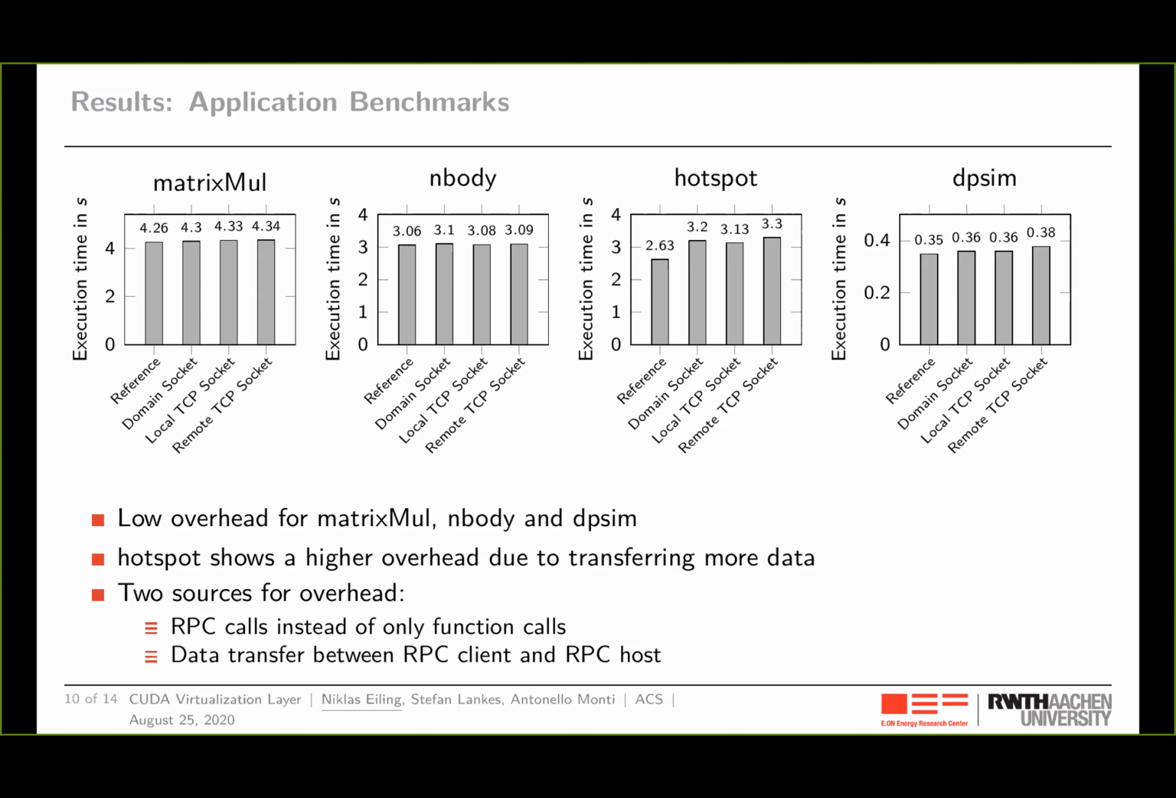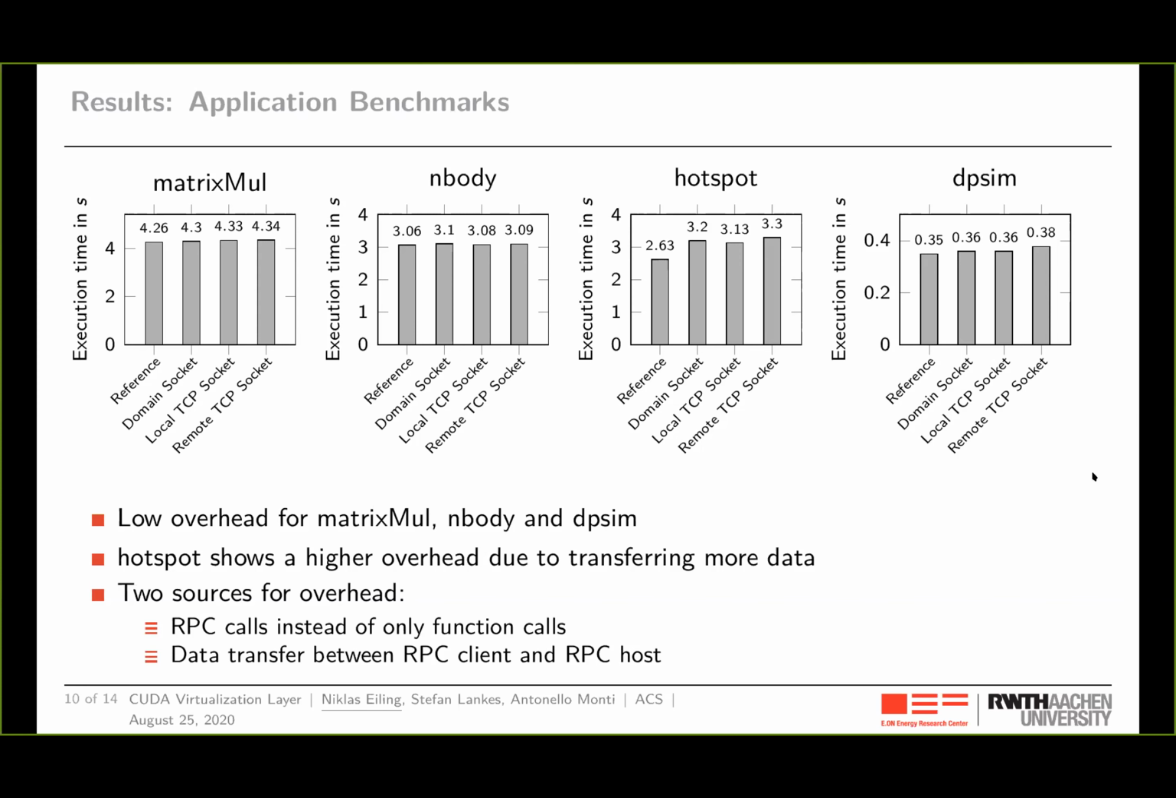During this stage, we also identified two sources for overhead. First, the remote procedure calls increase the latency of function calls when we compare them to simple local function calls because of the additional overhead of setting up the network connection. And the second one is the data transfers between the RPC clients and hosts reduces the bandwidth compared to a simple transfer between the CUDA application and the GPU memory.